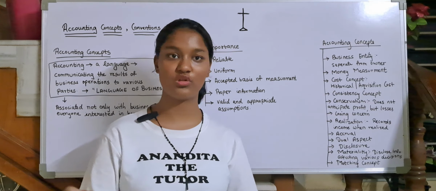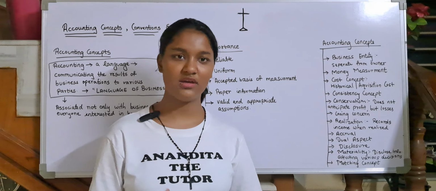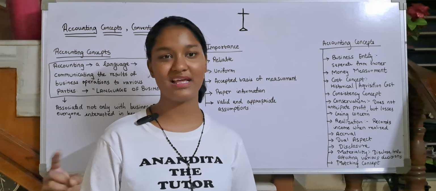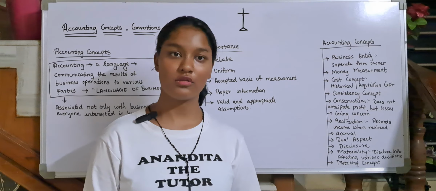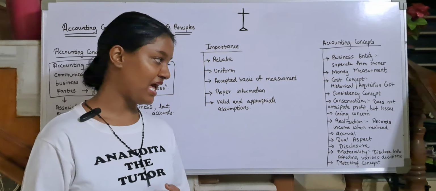Suppose if I purchase some machinery, some asset, then I am purchasing it, but the seller is selling me the machine, right? So I will record both these concepts in my books. So this is dual aspect.